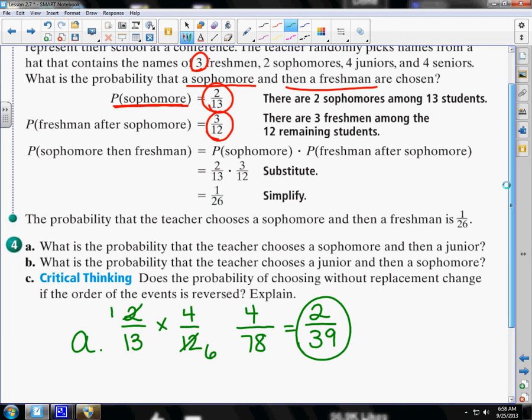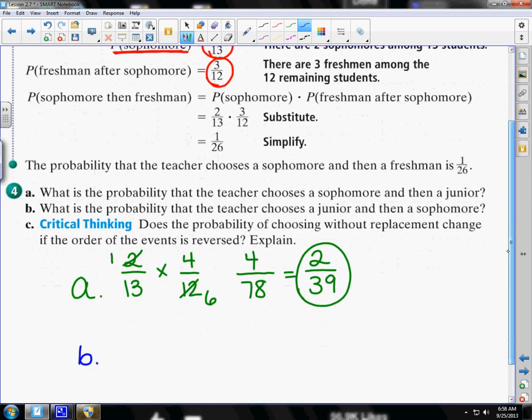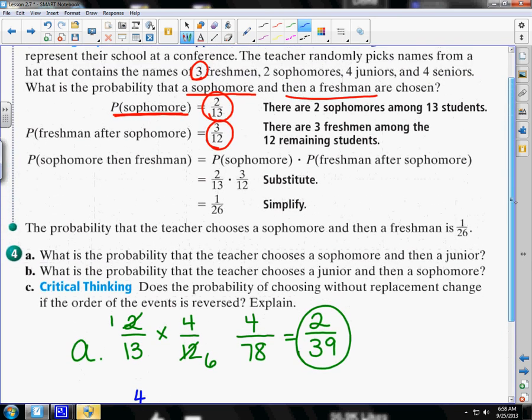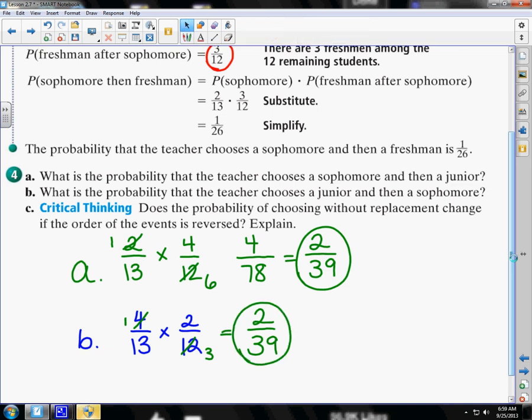So B, what is the probability that a teacher chooses a junior and then a sophomore? So this is flipped. B is a junior, which there was 4 out of 13, times a sophomore, which there's 2 out of 12. If I reduce this, I get 2 over 13 times 3 is 39. Same probability.